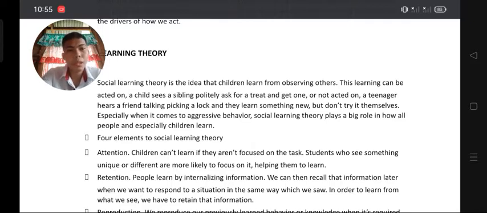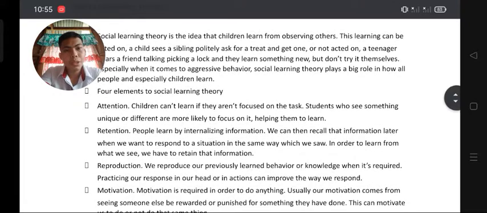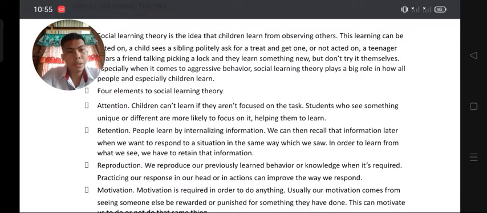Four elements of social learning theory. Attention. Children can't learn if they aren't focused on the task. Students who see something unique or different are more likely to focus on it, helping them to learn. Retention. People learn by internalizing information. We can then recall the information later when we want to respond to the situation in the same way which we saw. In order to learn from what we see, we have to retain that information.